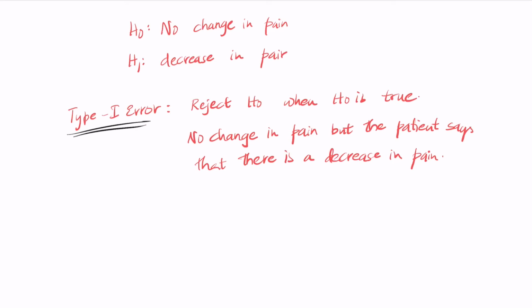So type 1 error is basically saying, I'm not feeling anything, but the patient says that there is actually a change in pain. This is the idea behind type 1 error. So originally the person is experiencing no change, but he feels like there is a decrease without having any physical change in pain. That is called the type 1 error here. Now what is type 2 error?